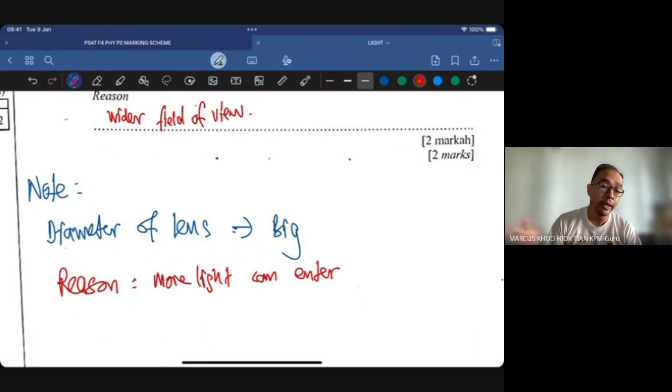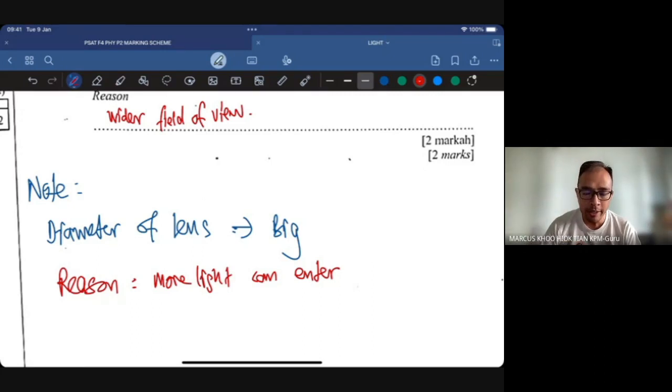And it depends on what your object is. If it is a camera, a bigger lens means more light can enter. If you have a tiny lens, like our smartphone lens, very little light can enter. Generally, a big size lens means more light can enter, and when more light can enter, you can produce a better image, a brighter, clearer image. But the general answer for diameter of lens big is more light can enter.